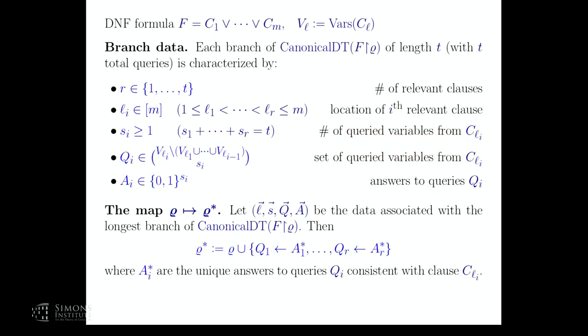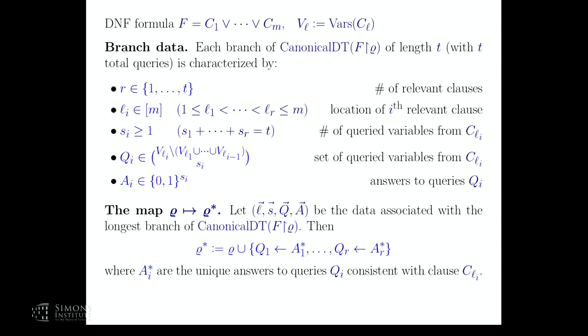One final definition before I illustrate with an example. What is this map, this extended restriction? For each T-bad restriction rho, I'm going to make some rho star which has T additional queries. Here's how we define this. We have the canonical decision tree, and let's consider the data associated with the longest branch in this canonical decision tree. I'll abbreviate this by the vector of L's, S's, Q's, and A's. Let's assume this has length T.